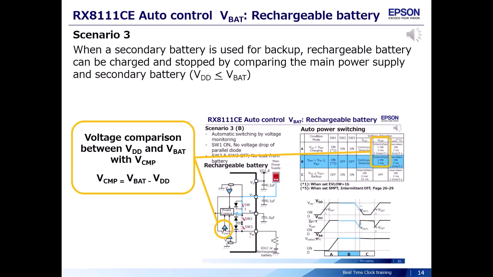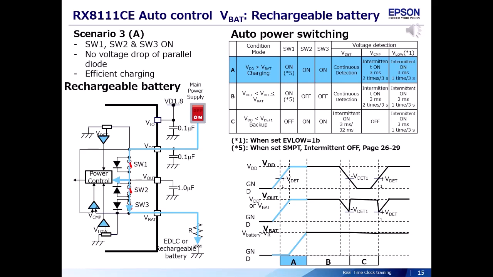Scenario 3. When a secondary battery is used for backup. Rechargeable battery can be charged and stopped by comparing the main power supply and secondary battery. Scenario 3, Case A, indicates that the secondary battery is being charged from the main power supply. As an advantage of RX8111CE, since switches 1, 2, and 3 are on, there is no voltage drop across the diode connected in parallel. Therefore, efficient charging is possible.